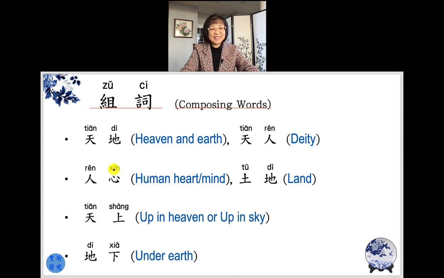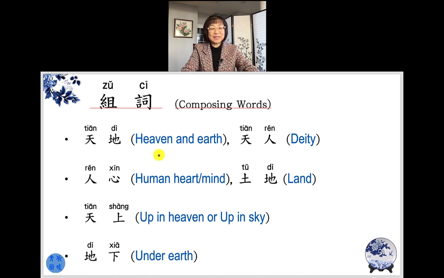Here's the answer. 天地, heaven and earth. 天人, deity. 人心, human heart or human mind. 土地, land. 天上, up in heaven or up in the sky. 地下, under the earth.